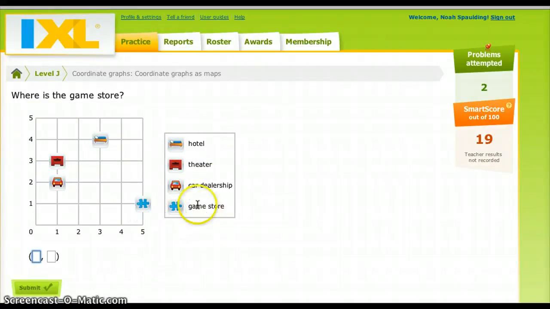Okay, where's the game store? So here's the game store. Match it up. So it's there. So we start at 0. Remember, this is just the first quadrant. It's only positive numbers. So we go to the right 5 and then up 1. 5, 1.